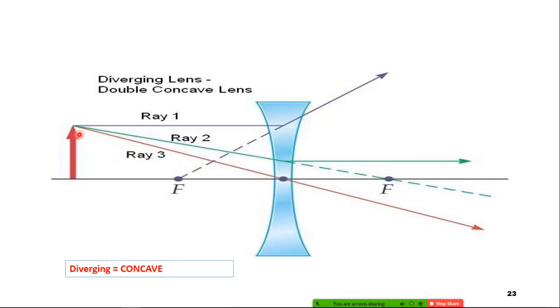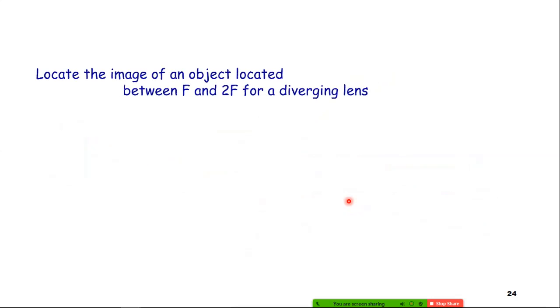Our final ray diagram is for rays that come through the optical center, and they go in a straight line. Here are the three rules for a diverging lens, that is, for a double concave lens. By using these we can draw the ray diagram for a concave or convex lens.